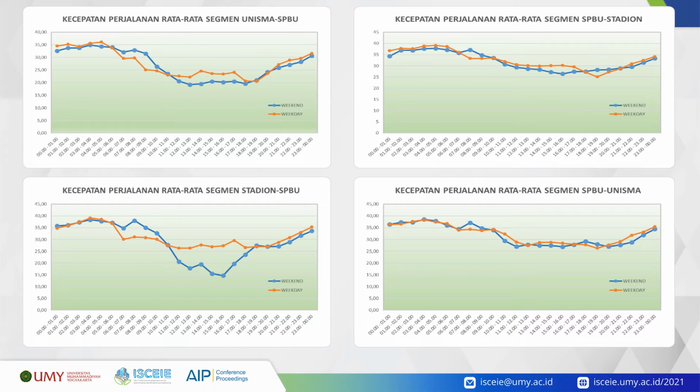In this slide, the following is a comparison of the average speed between the weekend and weekdays in the Unisma until the gas station segment. As you can see in the graph, in general, there is no significant difference between the speed on weekend and weekdays. The speed tends to decrease from morning to noon, with the lowest speed position on weekends at 12 until 1 p.m., which is 19.2 kilometers per hour.